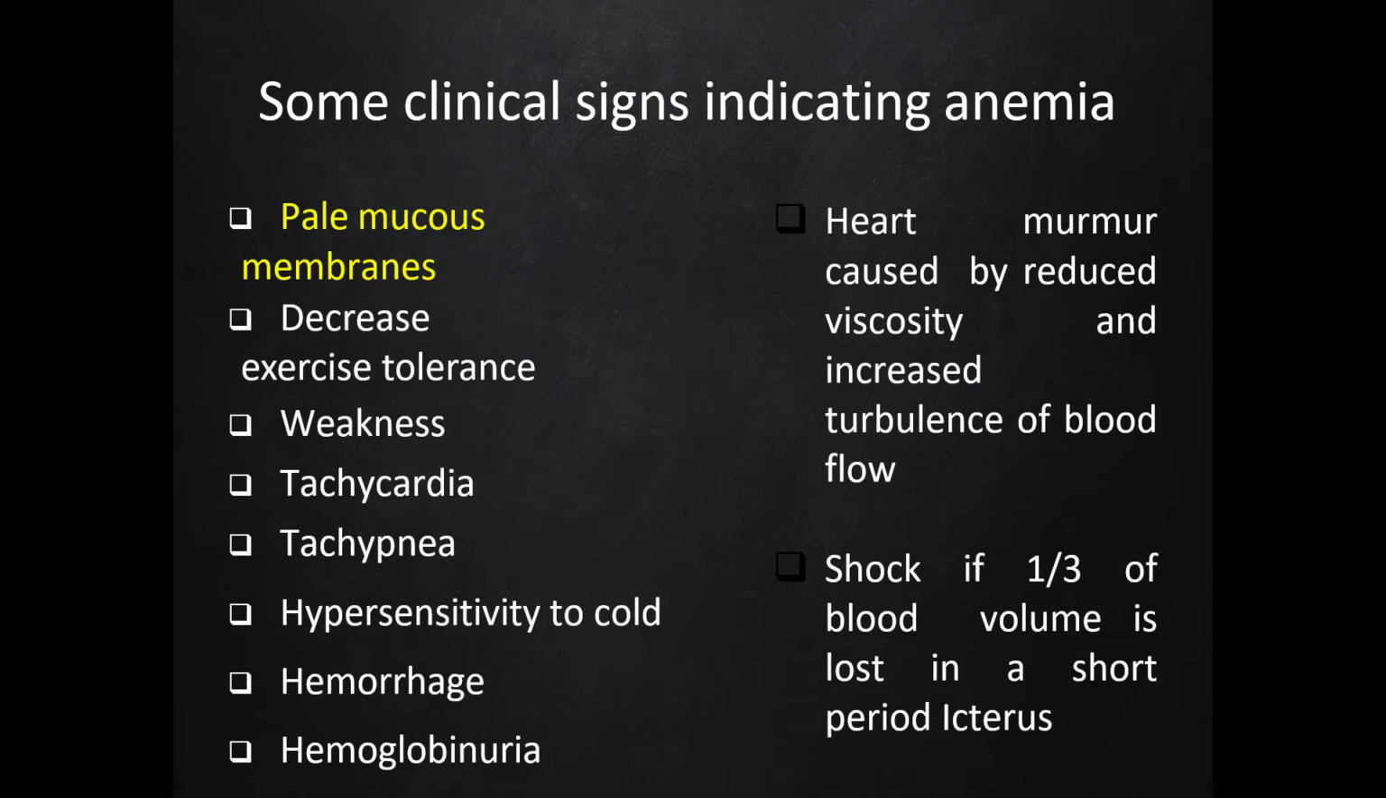And also shock will happen if one third of the blood volume is lost in a short period. Icterus. So you should explain it to the owner. The owner will ask you why my dog died, when the disease is only anemia. So you can explain it: the dog died because of this shock. Anytime this shock can happen.